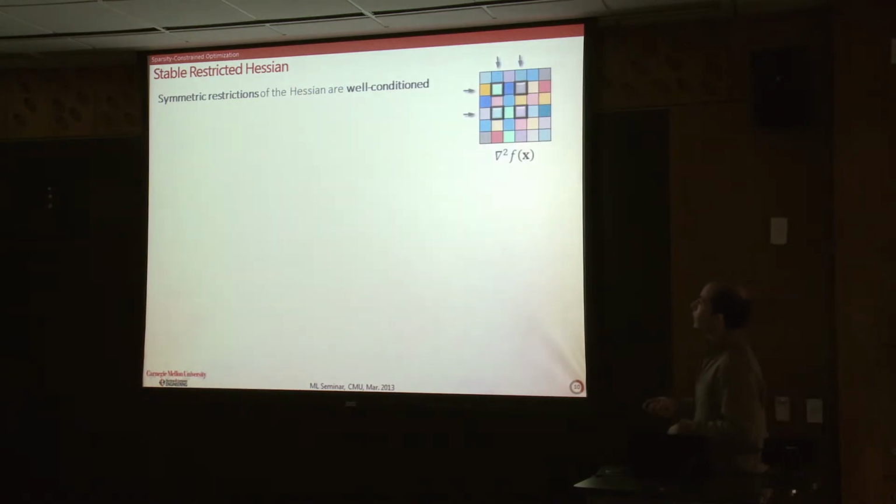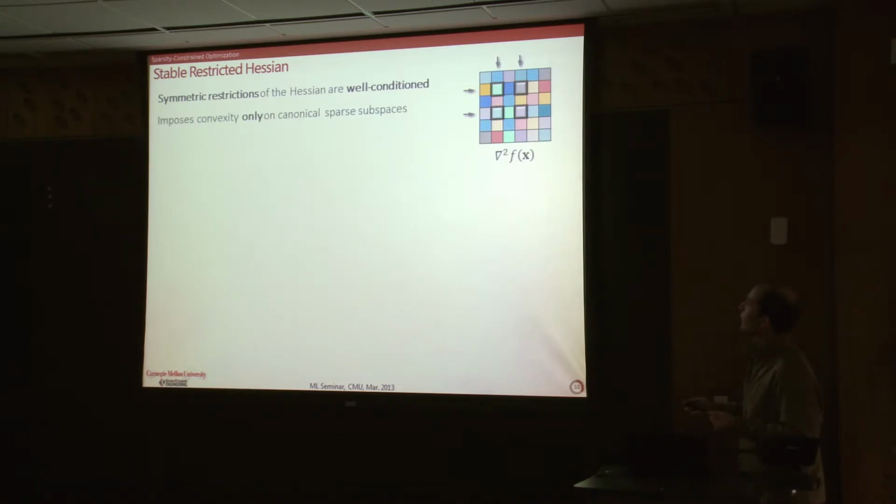So the sufficient condition that we are going to use is called stable restricted Hessian, which basically means, or implies, that the symmetric restriction of the Hessian matrix is going to be well conditioned. For example, if you have the Hessian matrix like this, and you restrict it to these two columns and the corresponding two rows, the resulting submatrix is supposed to be well conditioned.